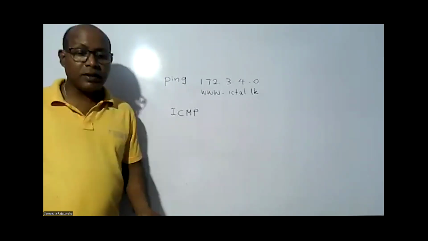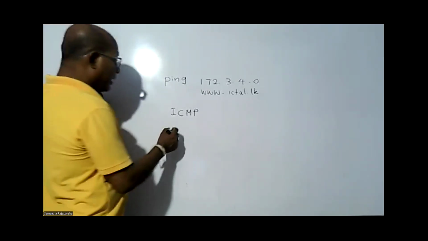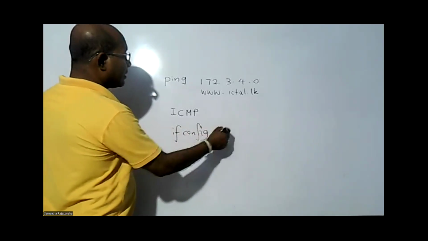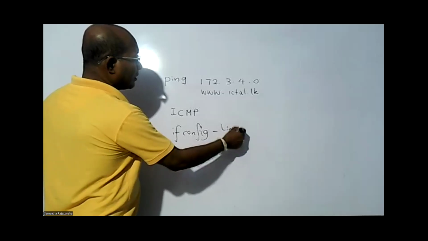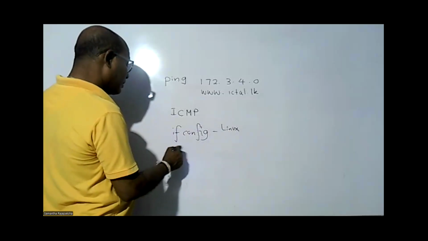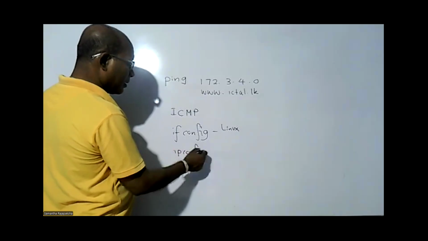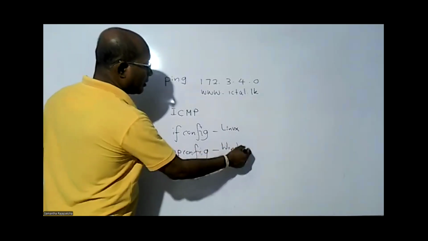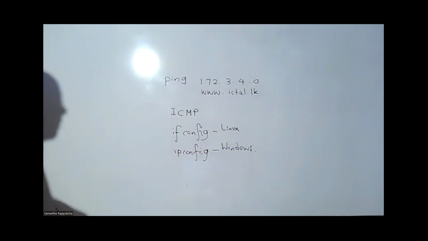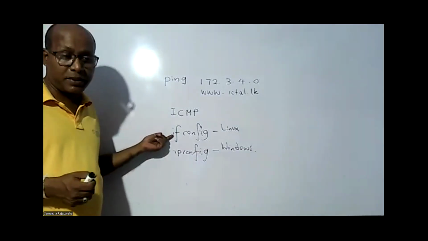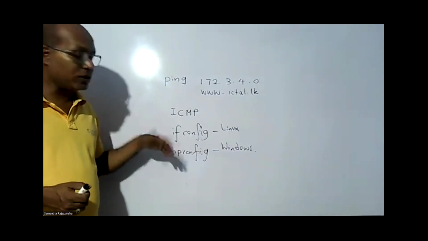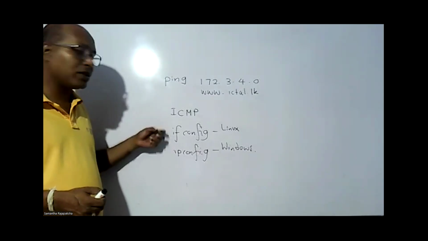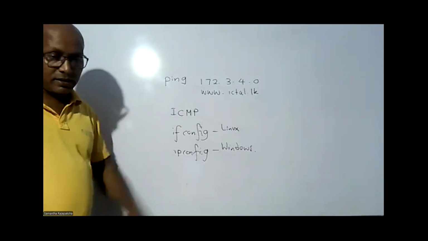Then ifconfig and ipconfig. Remember, we have two commands. ifconfig is used in Linux or Unix. ipconfig is used in Windows. These are network commands you can use to get the network configuration, like IP address version 4, version 6, subnet mask, default gateway, and similar information.